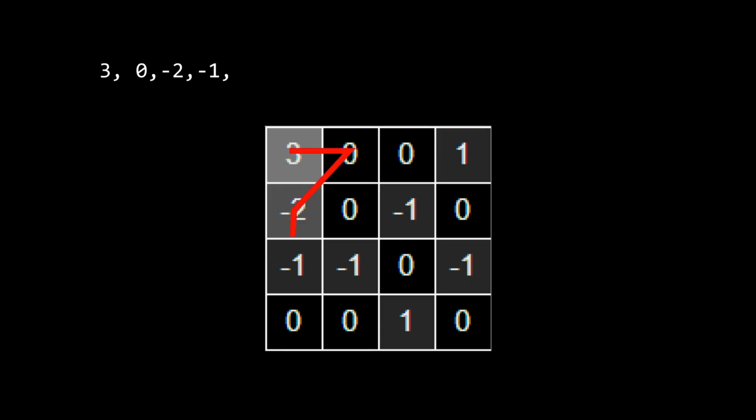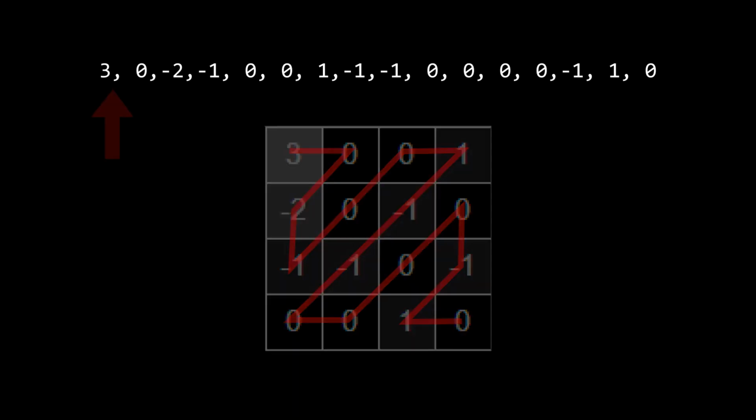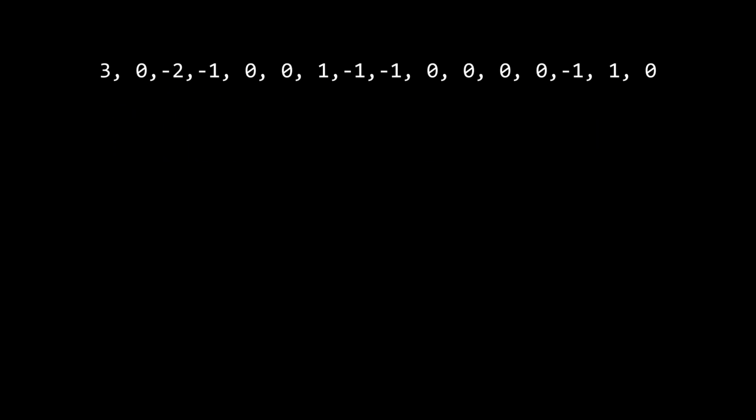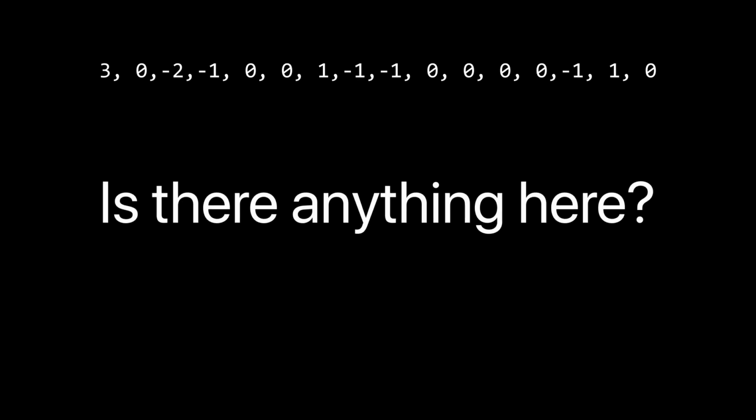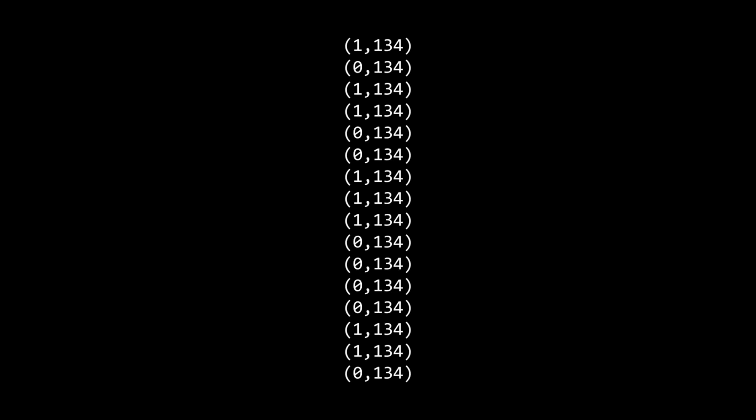So, we go through our transform coefficients one by one in zigzag order, and at each position, the first question is: is there anything here at all? If the coefficient is 0, we set the significant coefficient flag to 0. If it's non-zero, we set the significant coefficient flag to 1. Encode this flag using context model 134.